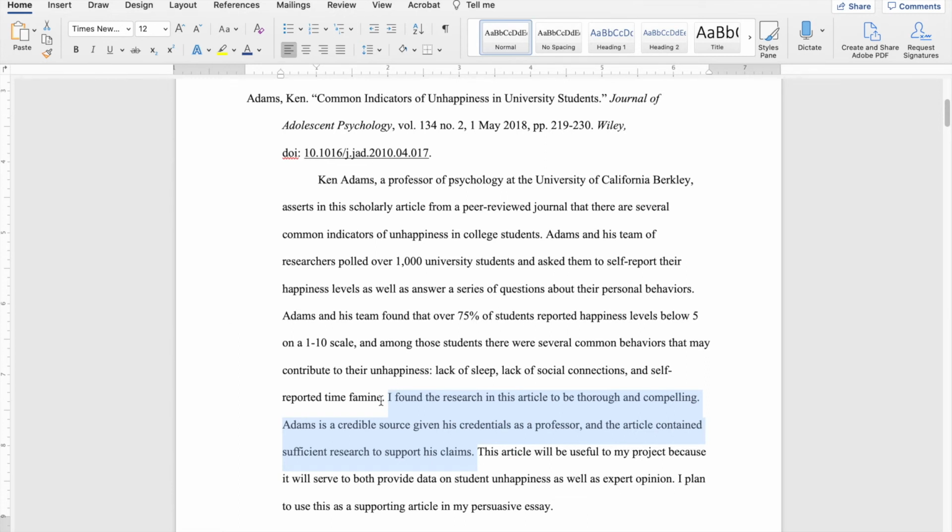In this evaluation portion, the student says, I found the research in this article to be thorough and compelling. Adams is a credible source given his credentials as a professor, and the article contains sufficient research to support his claims.